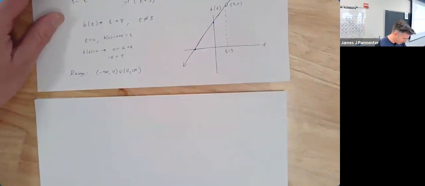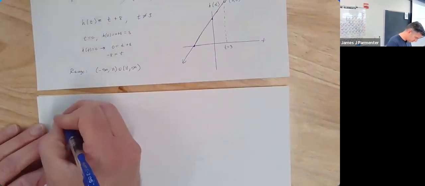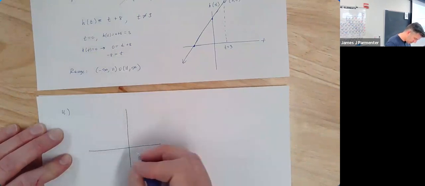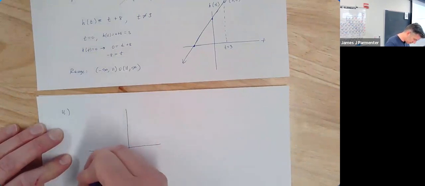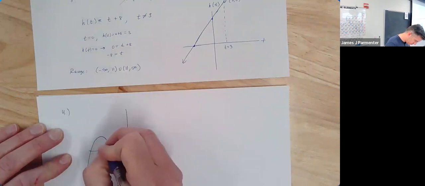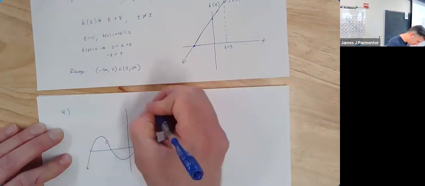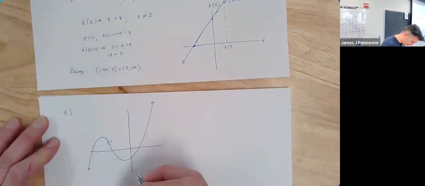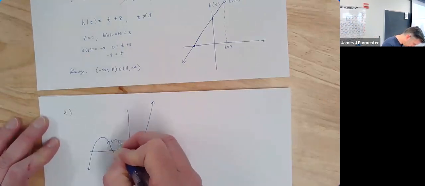Okay, we got that. So what if my graph looked like, make something up, something like this. And let's say that this point here is, I don't know, -5, comma 2.